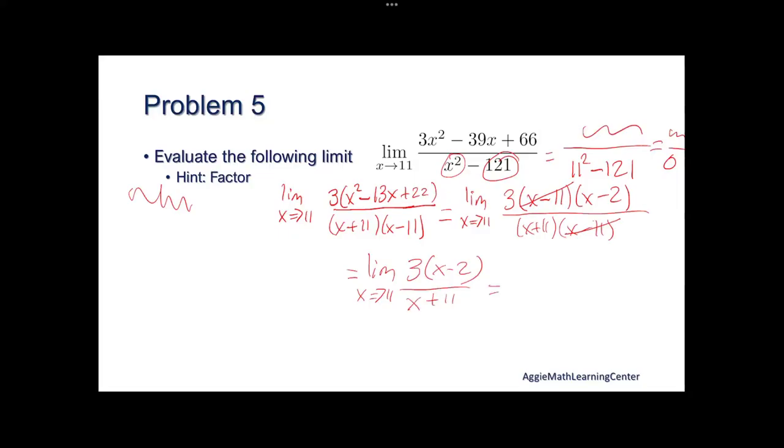So we have 11 plus 11 in the denominator, which is 22. And then 3 times 11 minus 2 up top. 11 minus 2 is 9, times 3 is 27. So our limit is 27 over 22. And that is our solution. Does that make sense?